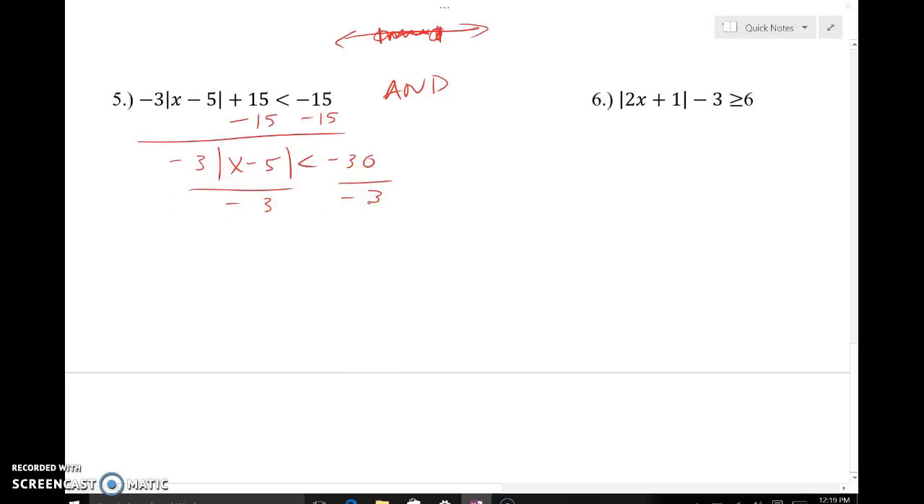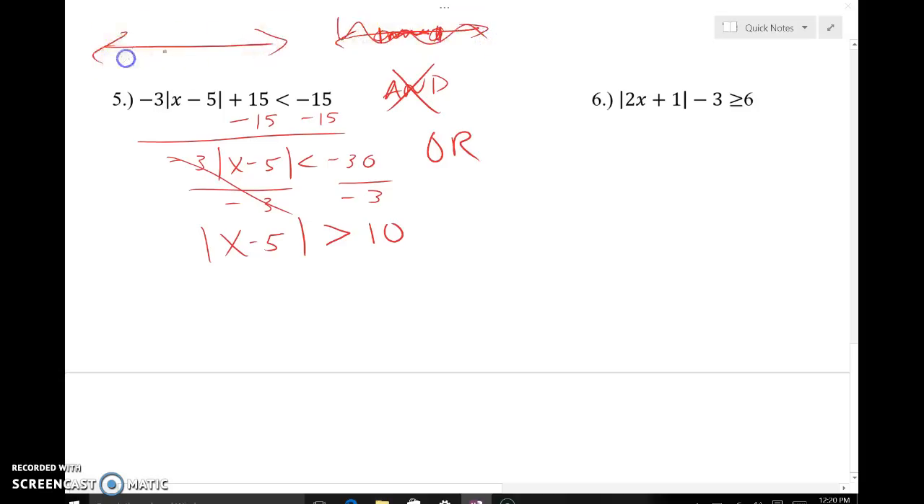Now, what's interesting about this problem is it's going to change the sign because I'm dividing by negative 3. And so that's going to end up being the absolute value of x minus 5 is now greater than positive 10. And so actually it's just turned into an or problem. And so we're going to have the two different pieces like we had before.